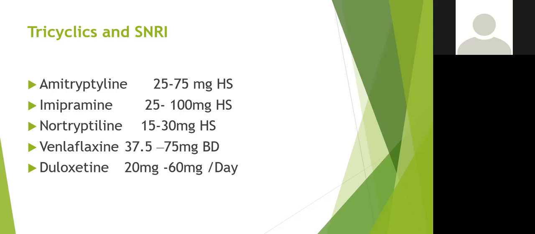And duloxetine as such has got a role in diabetic peripheral neuropathy, which I'll come to next slide. It's actually a drug of choice for diabetic peripheral neuropathy, according to NICE guidelines. But for other cancer pain, we always go with amitriptyline first line before we switch on to venlafaxine and duloxetine. Next slide.